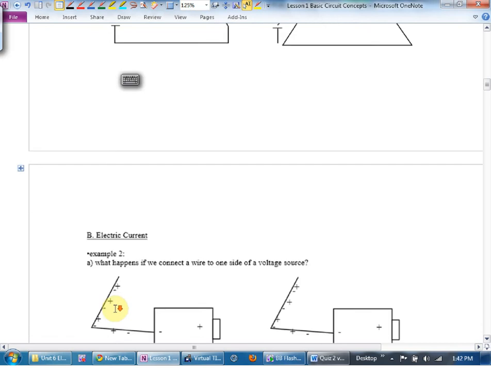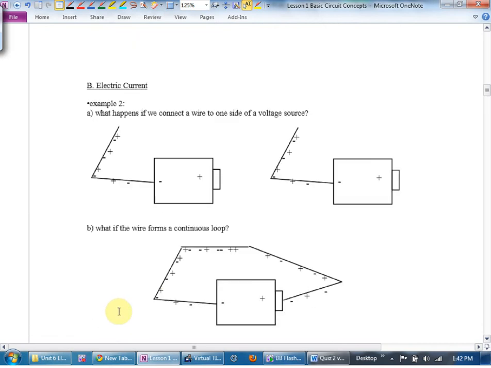What happens if we connect a wire to one side of a voltage source? Well, the negatives would love to get to the positive, but when they go along here, they can't get to the positive. So once you have a couple of negatives here, this is negatively charged, negative charges repel each other, no more flow. Really, basically nothing happens at all. No current flows. The skiers are stuck at the bottom of the chairlift.